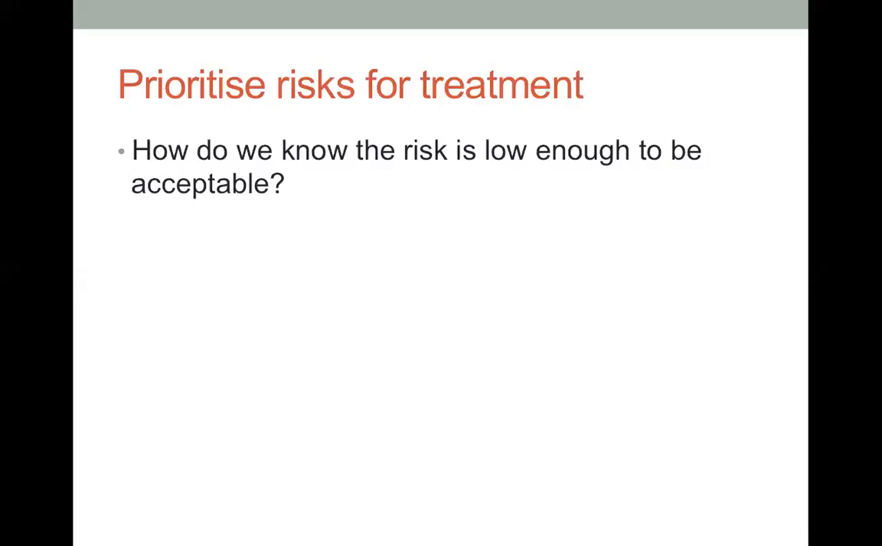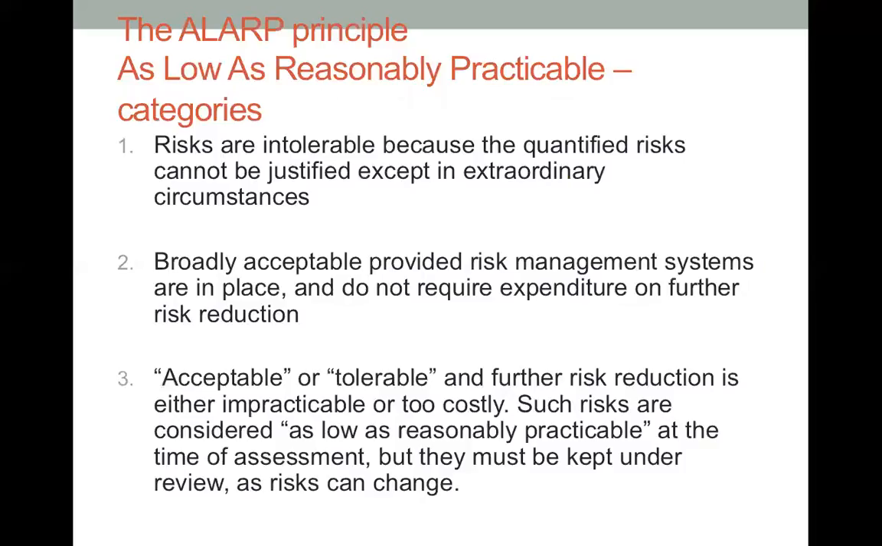Some other scholars suggest a more comprehensive analysis by looking at the ALARP principle, or as low as reasonably practicable category. So we map the risks that we discussed. Let's say we come up with 10, 20 risk events, and we map them based on this ALARP. Now we have three categories in here. The first one is intolerable. These are the risks that we say are not tolerable because the quantified risk cannot be justified except in extraordinary circumstances. That's what we say.